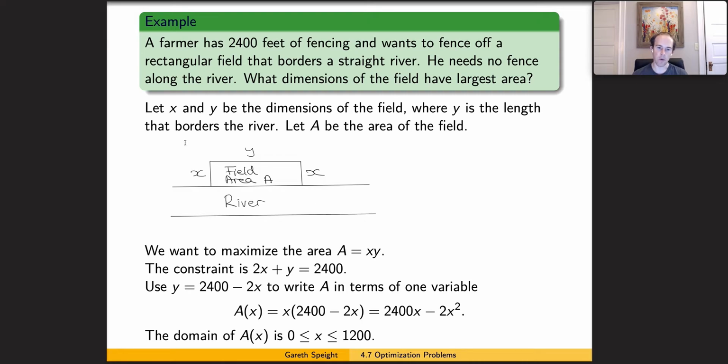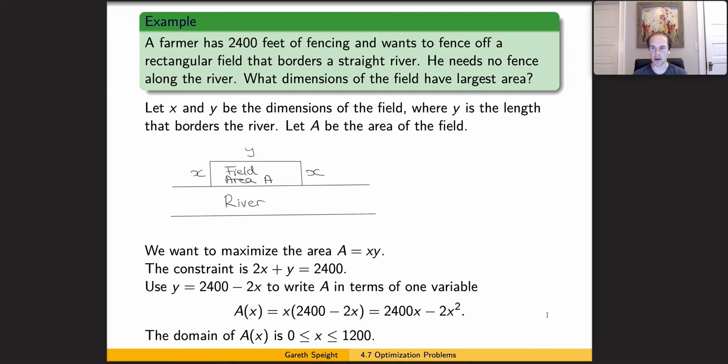And what is the largest possible value of x? Well, if we were to use all the fencing on the x side and none on the y side, then we would have 2x could be 2,400. So x can be at most 1,200 if we're going to use at most 2,400 feet of fencing. So x has to be non-negative and less than or equal to 1,200.